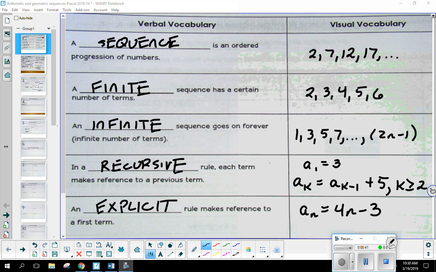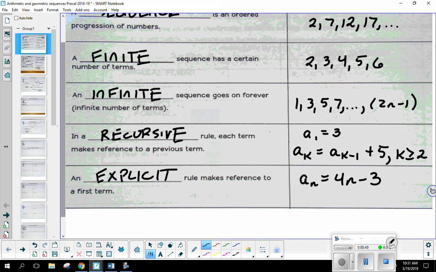Okay, so let's see. What is a sequence? It was an ordered progression of numbers. We talked about they can be finite or infinite. The formulas we were using, they could be either recursive or explicit. What was the difference between the two? Like, how did recursive work?